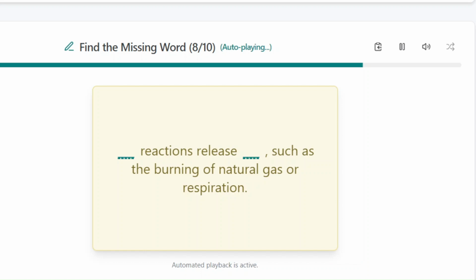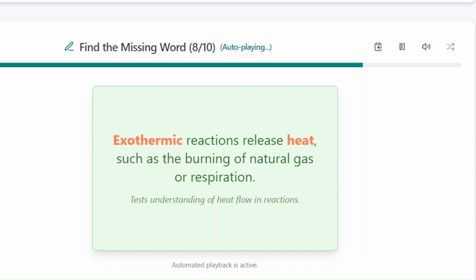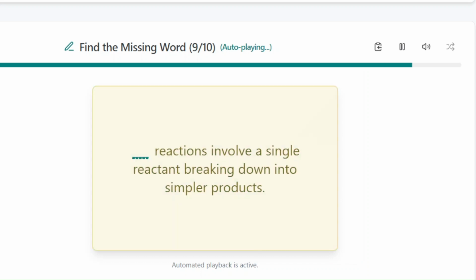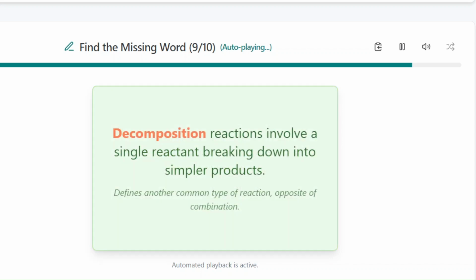Dash reactions release dash, such as the burning of natural gas or respiration. Exothermic, heat. Explanation tests understanding of heat flow in reactions. Dash reactions involve a single reactant breaking down into simpler products. Decomposition. Explanation defines another common type of reaction, opposite of combination.